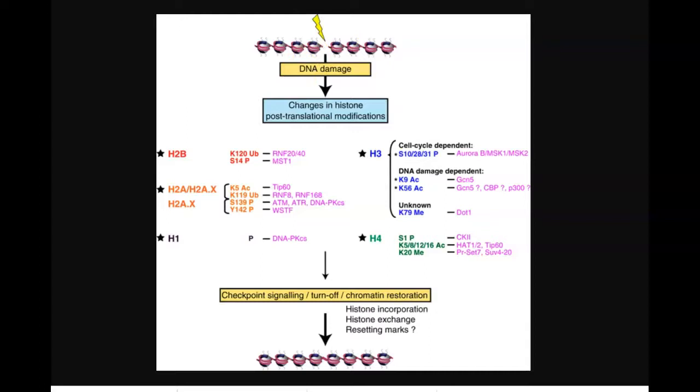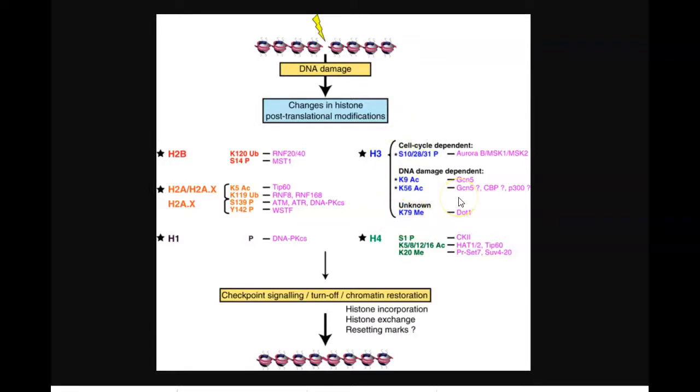Maybe the cell has become damaged. There's DNA damage that's sensed. And in response to that DNA damage, we lay down a new histone code. For example, maybe H2B has its 120th lysine ubiquitinated and its 14th serine phosphorylated. In pink here, we see the enzymes that are responsible for those modifications. And maybe H1 is phosphorylated as well. Maybe H3 is phosphorylated at its 10th serine, its 28th serine, and its 31st serine. It's acetylated at its 9th lysine and its 56th lysine, and maybe it's methylated at its 79th lysine.